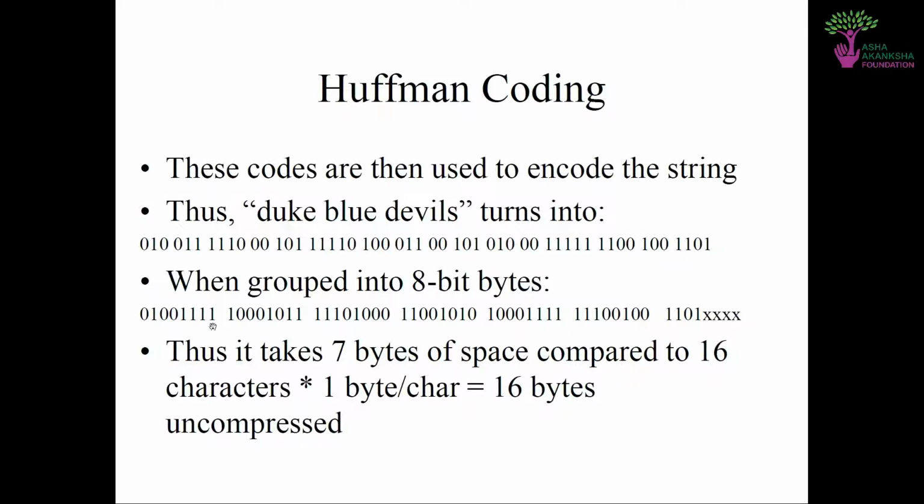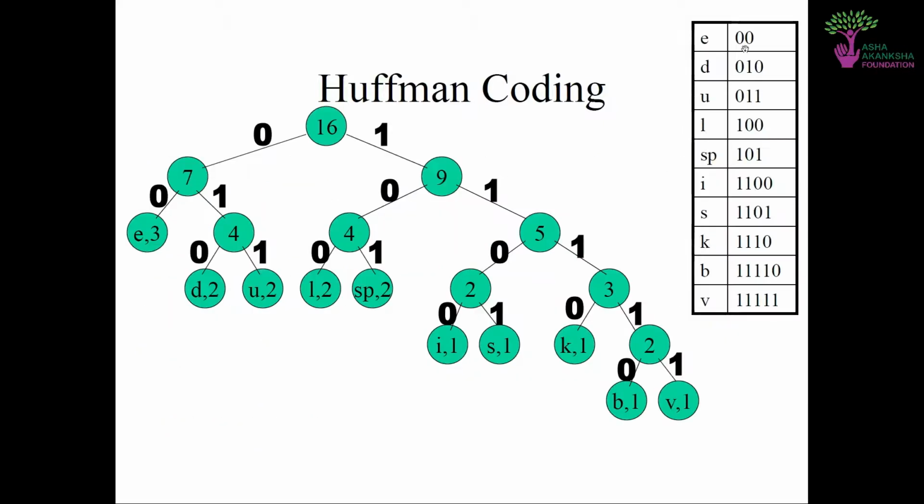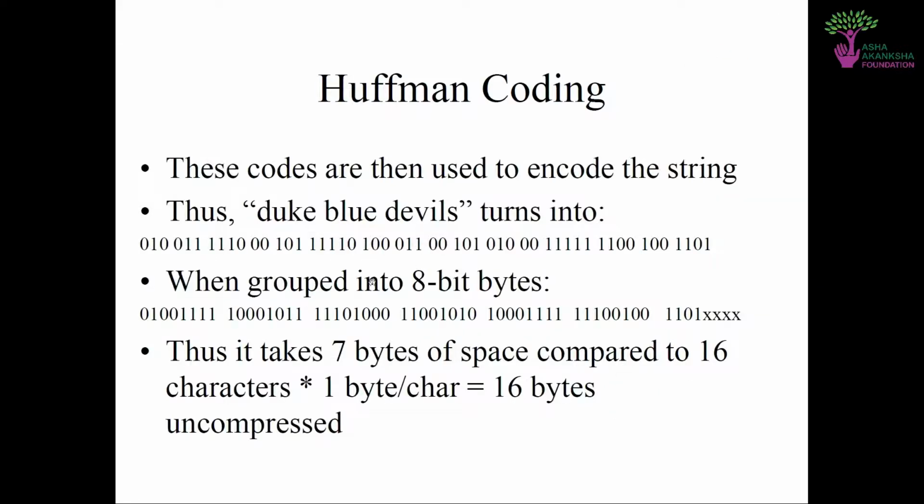So if we assign it in groups of 8, we observe that it takes up a total of 7 bytes, which is clearly less than 16 bytes if we had taken it character by character, since each character was 1 byte. So by assigning these bit values and giving the most highly occurring characters the smallest number of bits, since E comes up most, we are assigning it the least value. So it only takes up 2 spaces here, 2 spaces here, 2 spaces here.